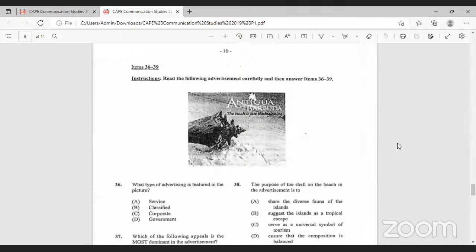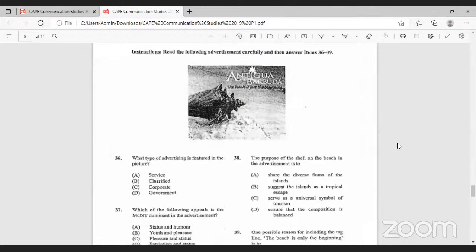So I don't think you guys will be able to see this, are you? Well, you can see that it is a shell, and it's Antigua and Barbuda. The beach is just the beginning. Can you guys see? I wouldn't want to skip over these questions because in the exam you might get an image, and we don't want to skip over this.